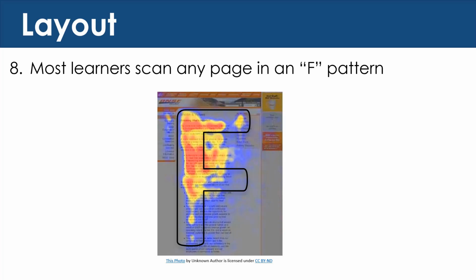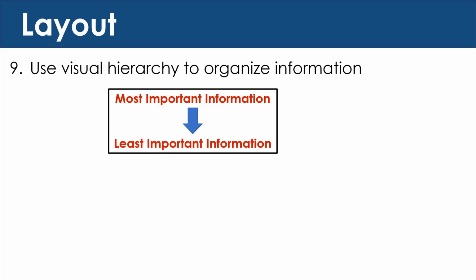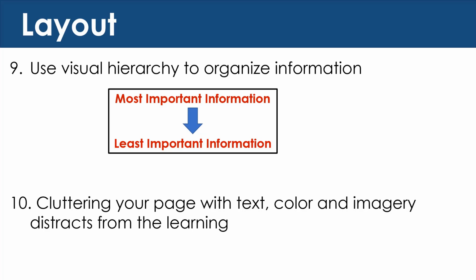This brings us to tip number 9. Use visual hierarchy to organize information. Make sure the most important information is at the top of the page, and the information that is not as important is located near the bottom of the page. And finally, tip number 10.